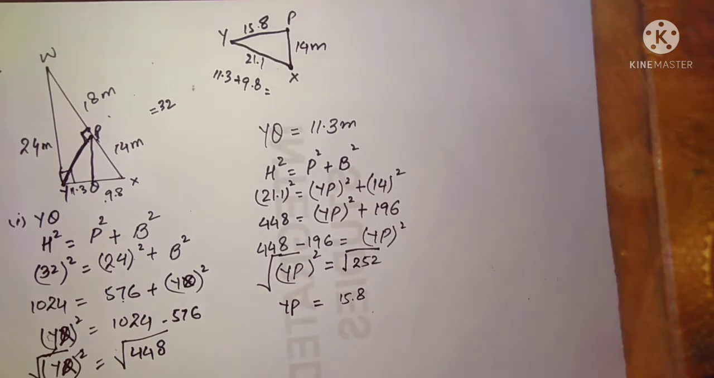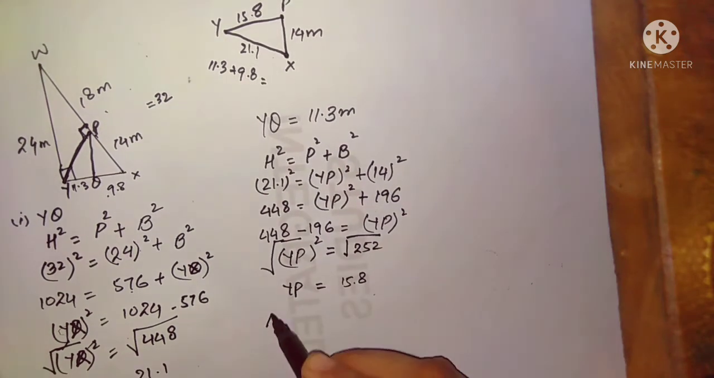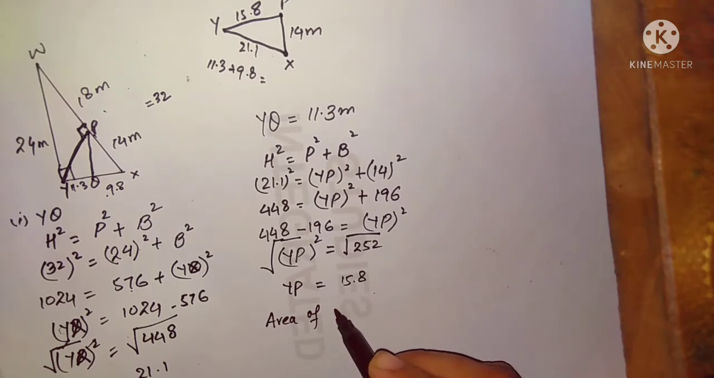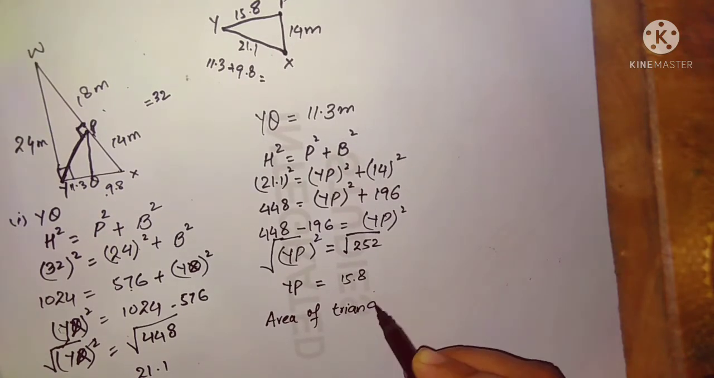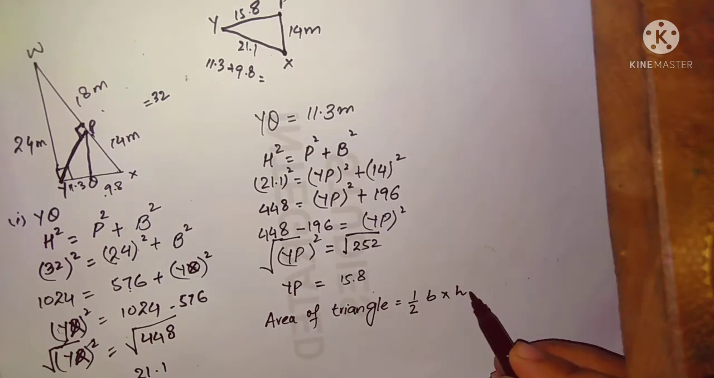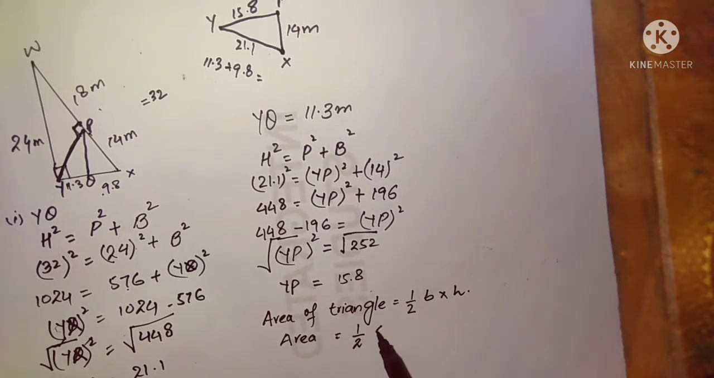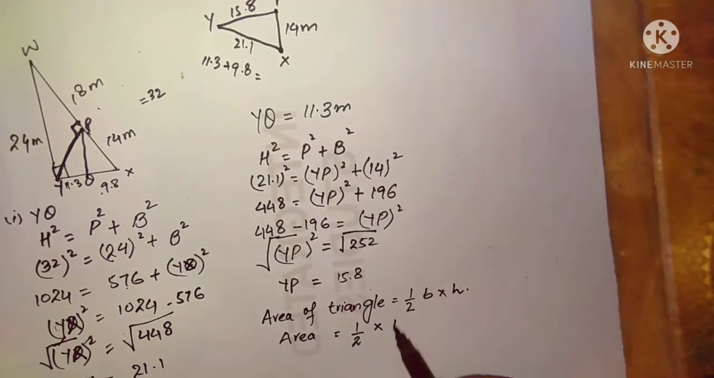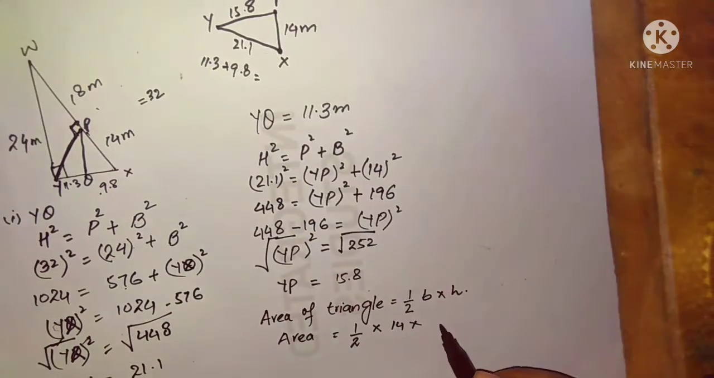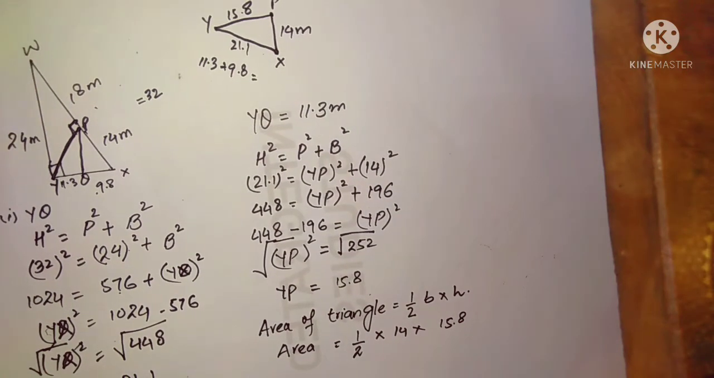So the formula to find out, and you can see that this is a triangle. To find out the area of a triangle, you have to use the formula, which is half base multiplied by height. So the formula is area of triangle is equal to half base multiplied by height. So area, you write down as it is, half, base is given to you which is 14, and height is 15.8. So area will be equal to 14 multiplied by 15.8.